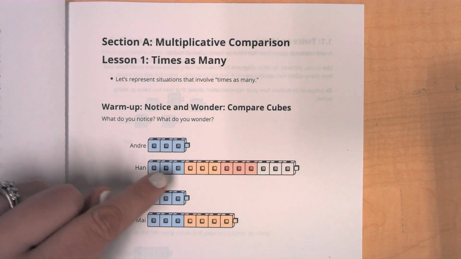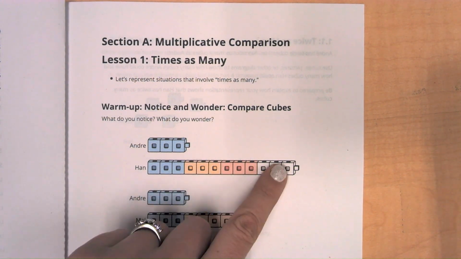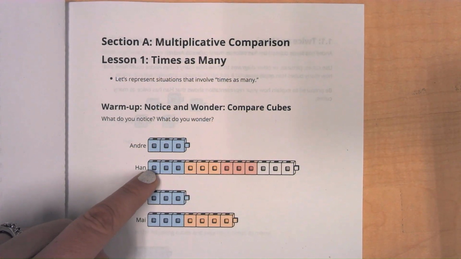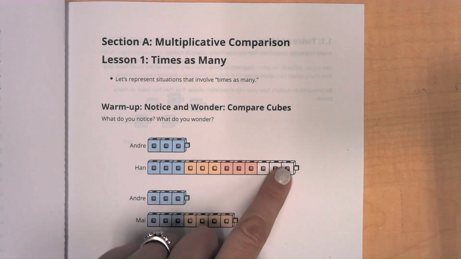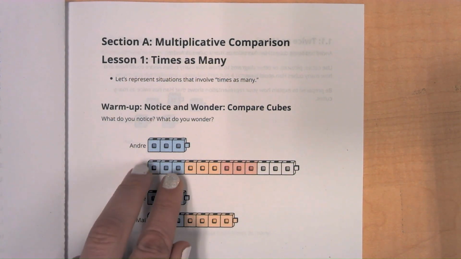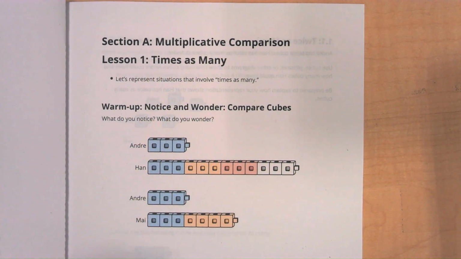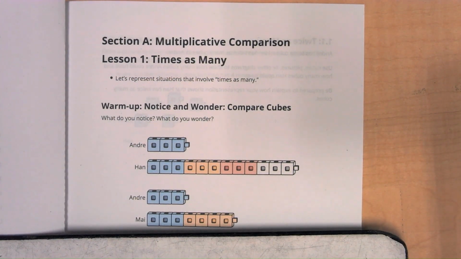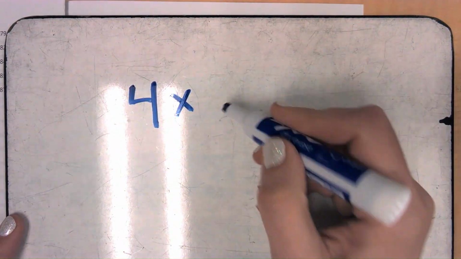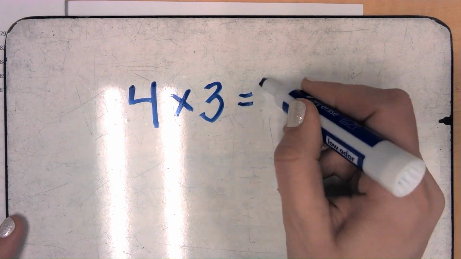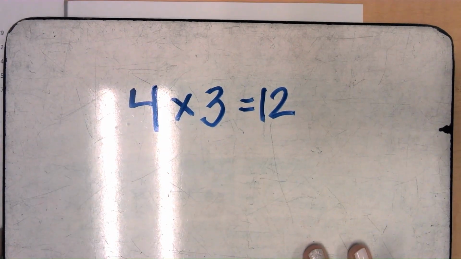So Andre has 4 groups as much as Andre's group. So 1, 2, 3, 4 times 3 in each group would be 12. So if I saw 4 times as many, I would write 4 groups of 3 equals 12. That is what a multiplicative comparison is.